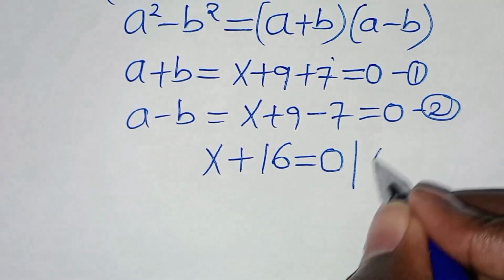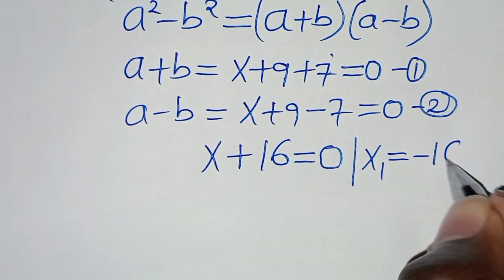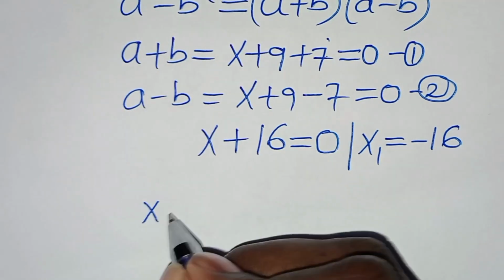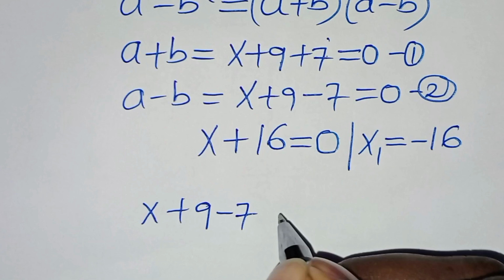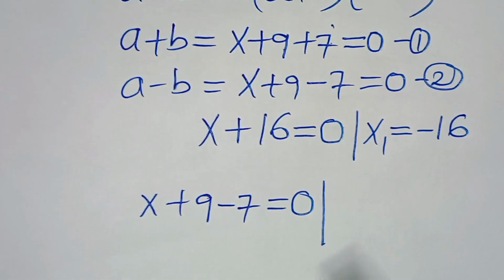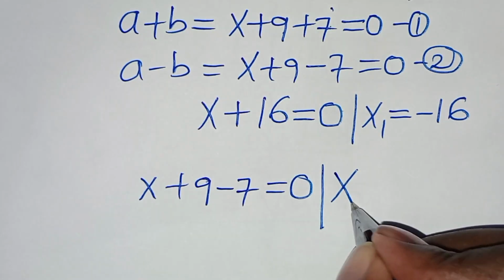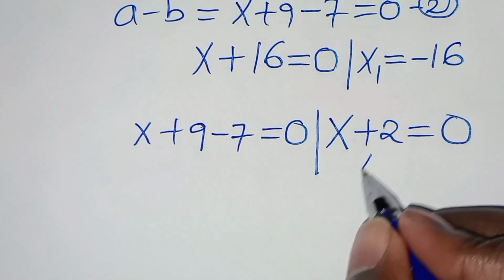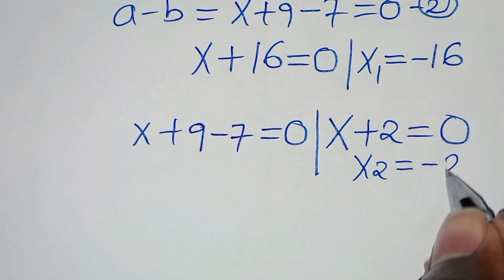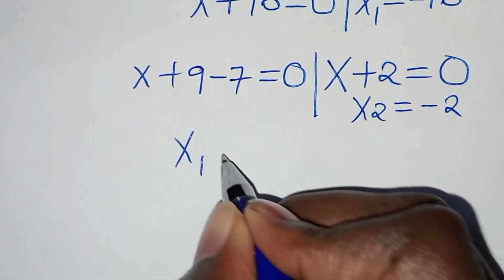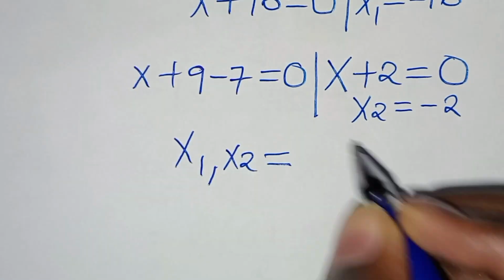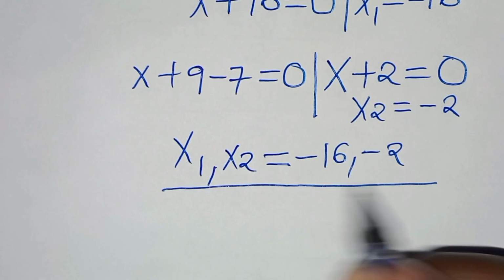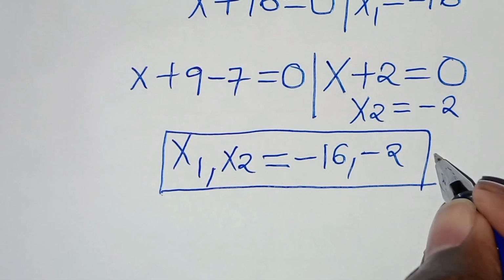So this implies that x1 is equal to minus 16. From equation 2 here, we have x plus 9 minus 7. This is equal to 0. So this implies that here, this is x, 9 minus 7, this is plus 2, which is equal to 0. So this implies that x2 is equal to minus 2. So x1, x2, this is equal to minus 16, minus 2. Now this is the set of solution by applying method 2.